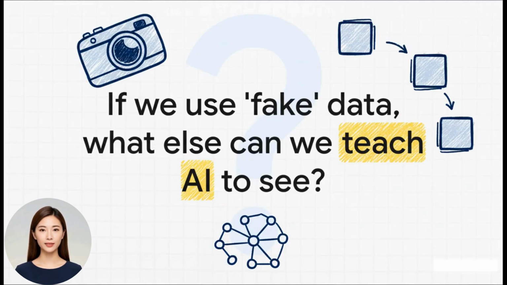So that kind of leaves us with this pretty wild thought, doesn't it? We're essentially using fake data we just made up on the spot to make our AIs smarter and more in tune with reality. It makes you wonder, what are the limits here? If we can teach an AI to recognize things it's never actually seen before, what else can we teach it to see?